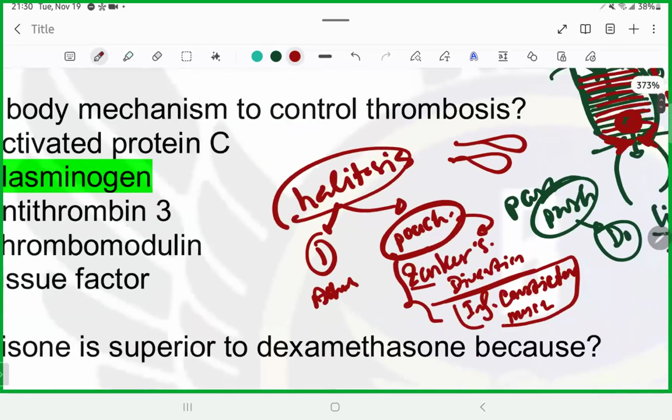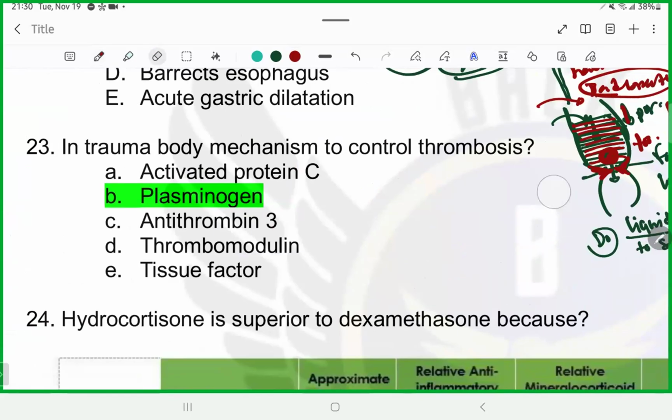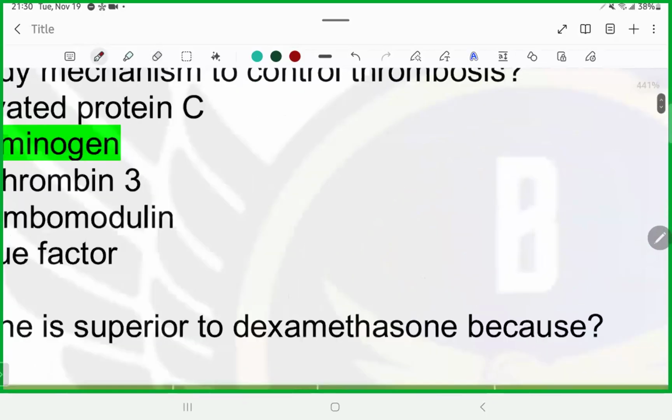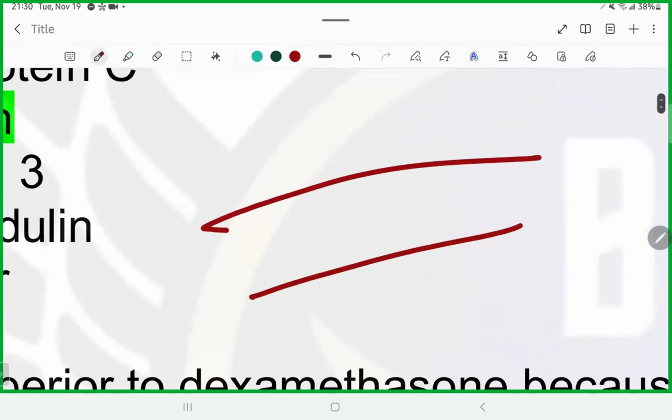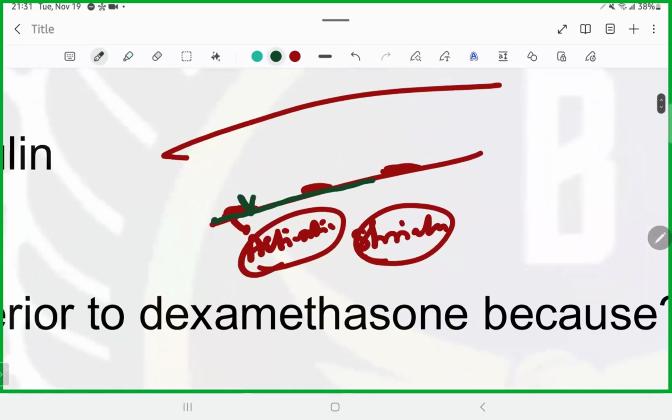Very simple. In trauma, what is the body's mechanism to control thrombosis? We all know it. Guys, whenever there is trauma or inflammation, our endothelium gets activated. What is endothelium activation? The endothelium shrinks, very simply, and makes gaps, and the basement membrane is exposed.